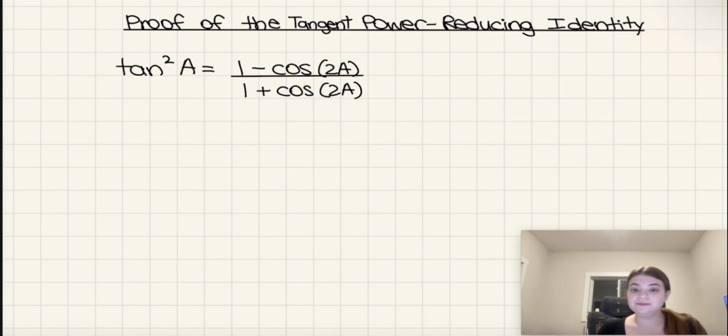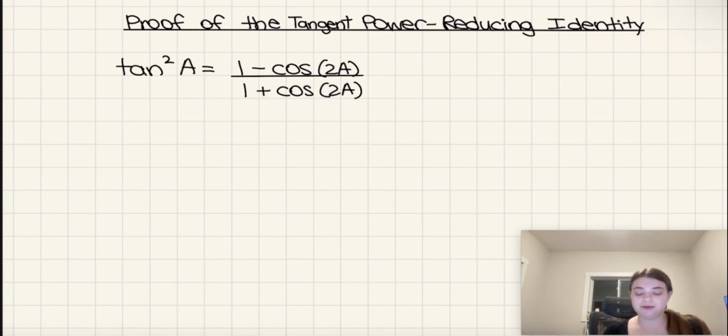Welcome back, everyone. Today we're going to go over the proof of the tangent power reducing identity. So let's dive in. Here we have that tan squared a is equal to 1 minus cosine of 2a all over 1 plus cosine of 2a.